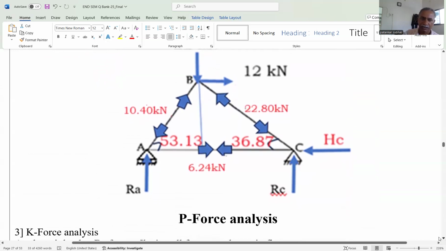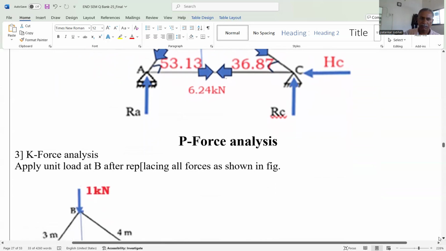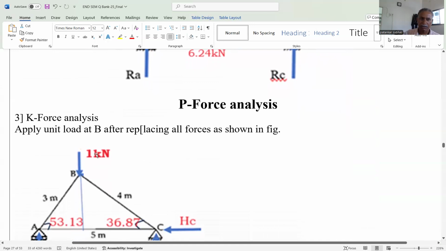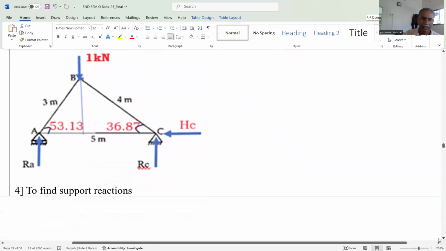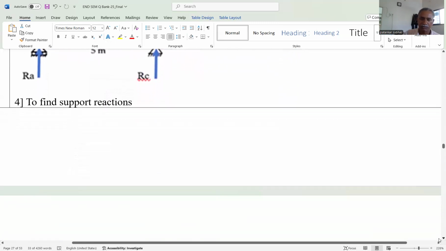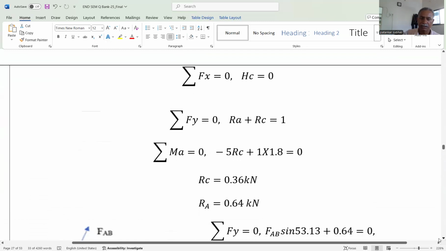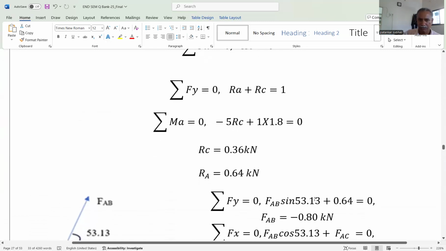Okay, then to find out the deflection at B, replace all the external forces and apply the unit load. We need the vertical deflection, that's why we apply the 1 kilonewton load in vertical direction. This is my assumed direction, 1 kilonewton load. Okay, and again find out the support reactions RA and RC. RA is equal to 0.64 and RC is equal to 0.36.